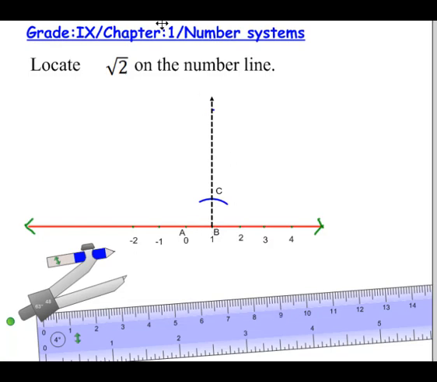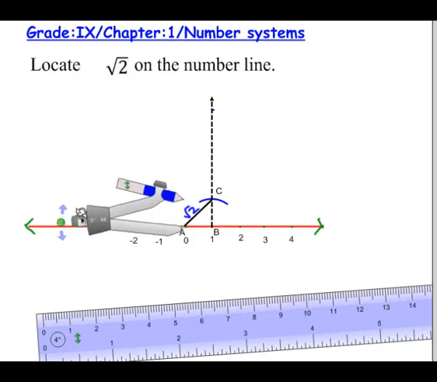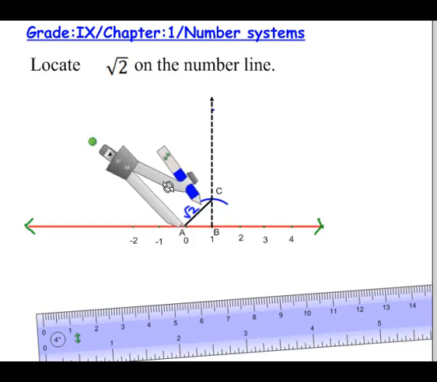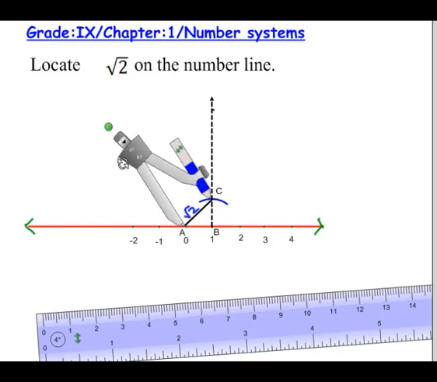If you join AC, that is our root 2. So I am joining AC. I have joined AC. So AC is the length of root 2. Now what I have to do? I will measure the length of AC, and I will locate root 2 on the number line. So please measure the length of AC.